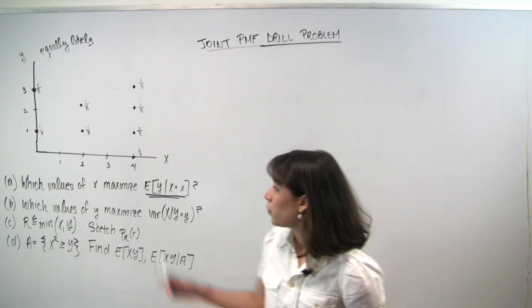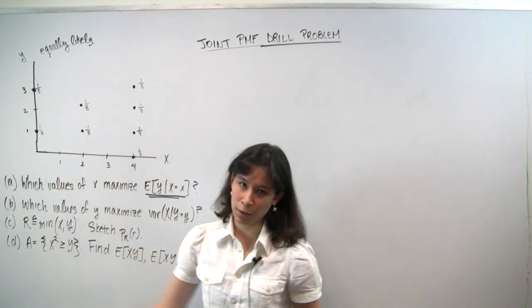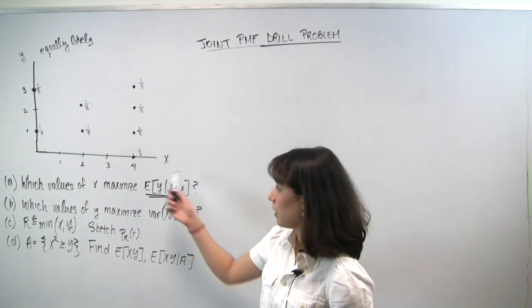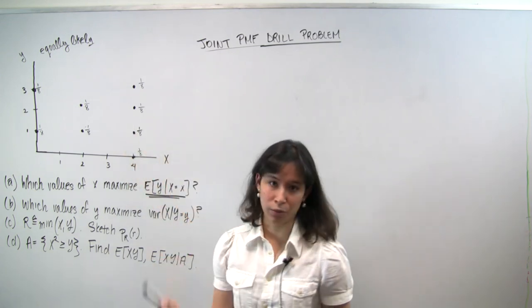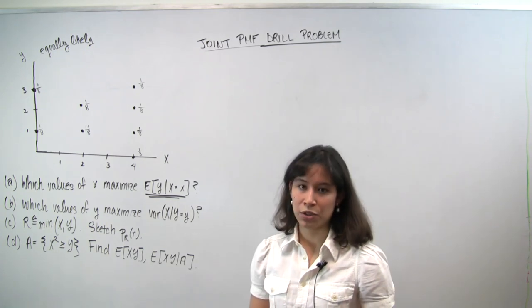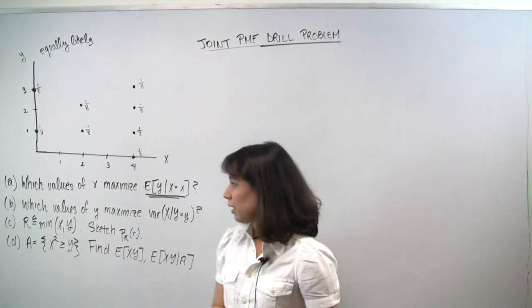So in this problem, we are given a set of points in the xy plane, and we're told that these points are equally likely. So there's 8 of them, and each point has a probability of 1 over 8 of occurring. And we're also given this list of questions, and we're going to work through them together.